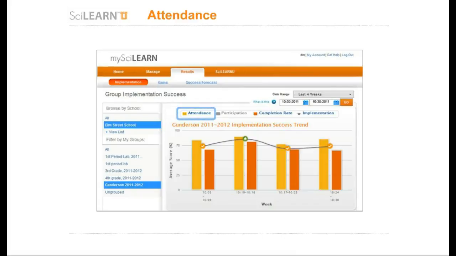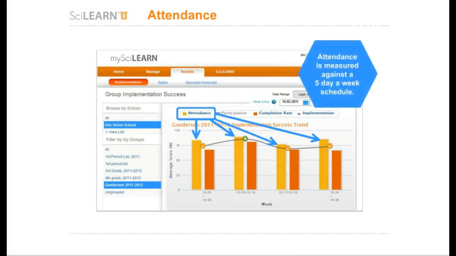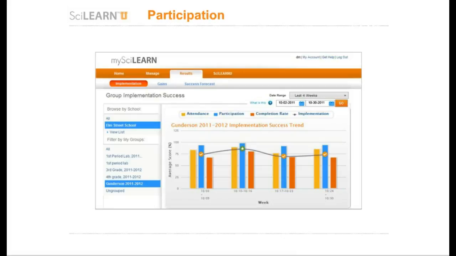Now we are looking at both completion and attendance rates. Good attendance means that students are working on the products for the recommended 5 days per week, or close to it on average. Last, the third key measure in implementation success, participation.